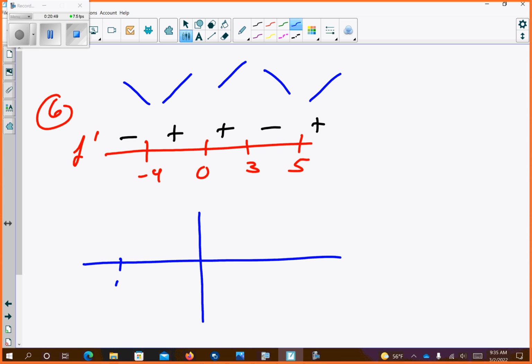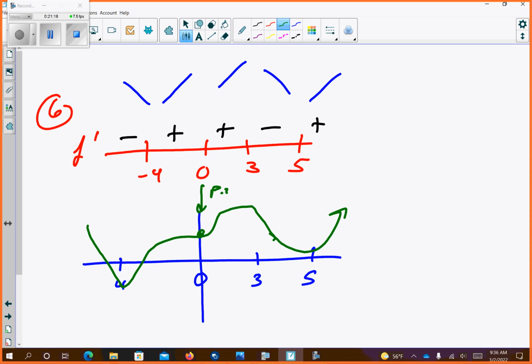So what should this graph somewhat look like? At -4, something's taking place. At 0, something's taking place. At 3, something's taking place. And at 5, something's taking place. So this kind of graph could look like this. Could look something like that. This is a point of inflection. So that should help you. And then I think the rest of it you can do.